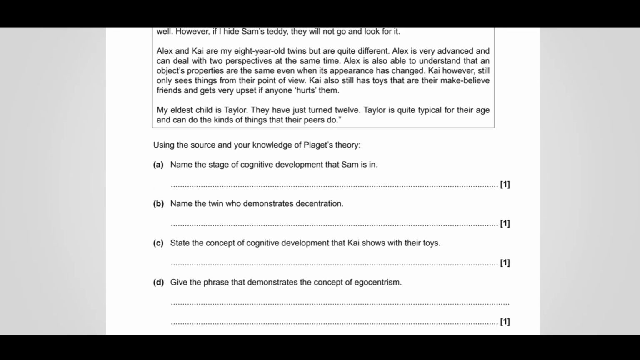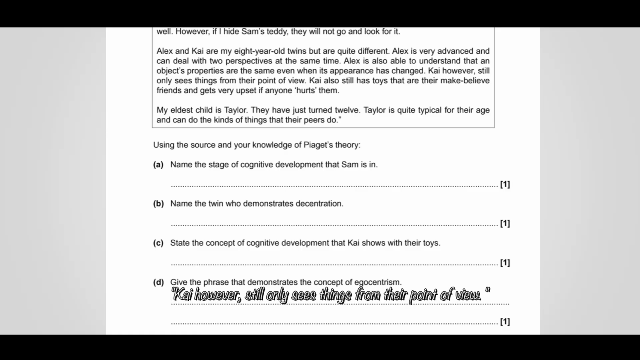For D, give the phrase that demonstrates the concept of egocentrism. Well, egocentrism is the idea that you are the center of the universe. You can't put yourself in other people's perspectives, in other people's shoes. And so the answer would be that Kai, however, still only sees things from their point of view. That suggests that Kai is very egocentric. They still believe they're the center of the universe. It's a bit of a phrase that I like to use there.